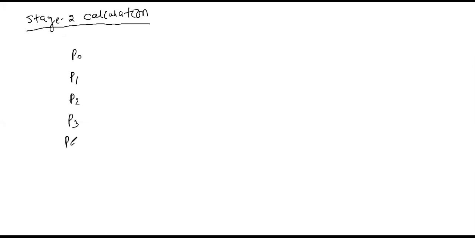Stage 2 calculation. Okay. Now the same stage 1 output becomes input to stage 2. So this is P0, P1, P2, P3, P4, P5, P6, P7. Okay. Now how to do the butterfly for stage 2?